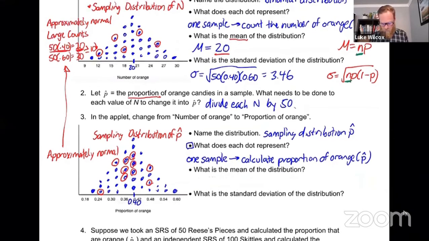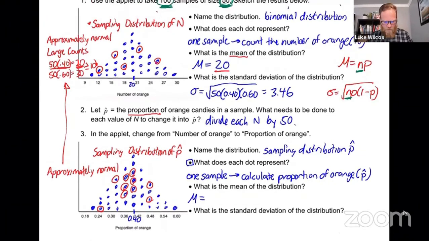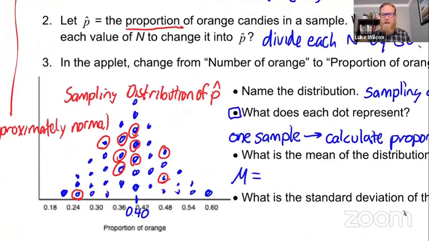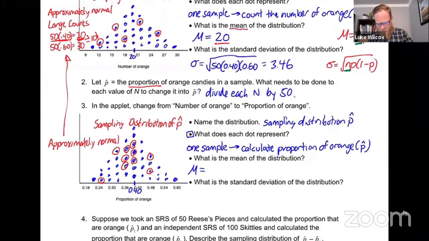All right, now let's move to the mean of the distribution. Well, let's think about this. What did we do to all of the values here in order to turn them into these values here? We divided each one of them by 50. So what do you suppose that's going to do to the mean? Probably going to divide it by 50. So I'm going to take the mean from above, which was 20, and just divide it by 50, and that's going to give me 0.40, which sure enough is exactly the value we see at the center of the sampling distribution.